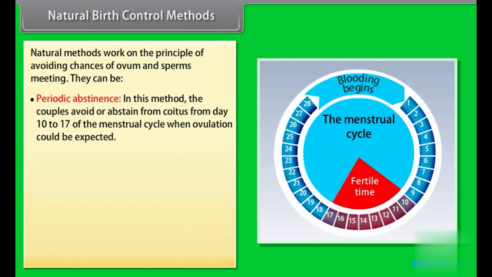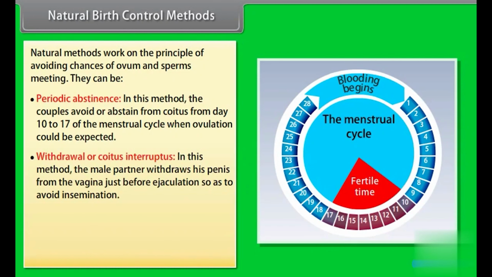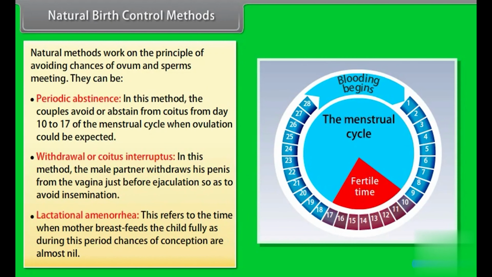Withdrawal or coitus interruptus. In this method, the male partner withdraws his penis from the vagina just before ejaculation so as to avoid insemination. Lactational amenorrhea. This refers to the time when mother breastfeeds the child fully, as during this period chances of conception are almost nil. Artificial birth control methods.